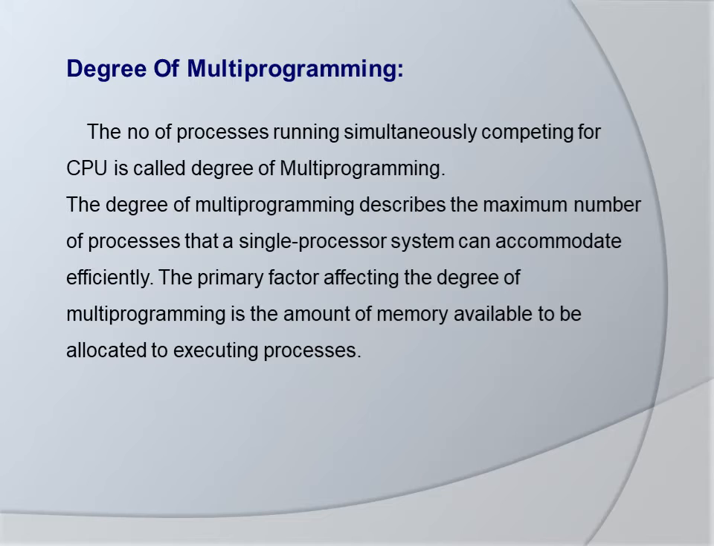The degree of multiprogramming describes the maximum number of processes that a single processor system can accommodate efficiently. Each and every process should take the concentration of the CPU and go under execution. It is done by the processor. The primary factor affecting the degree of multiprogramming is the amount of memory available to be allocated to executing processes. So this is about the degree of multiprogramming.